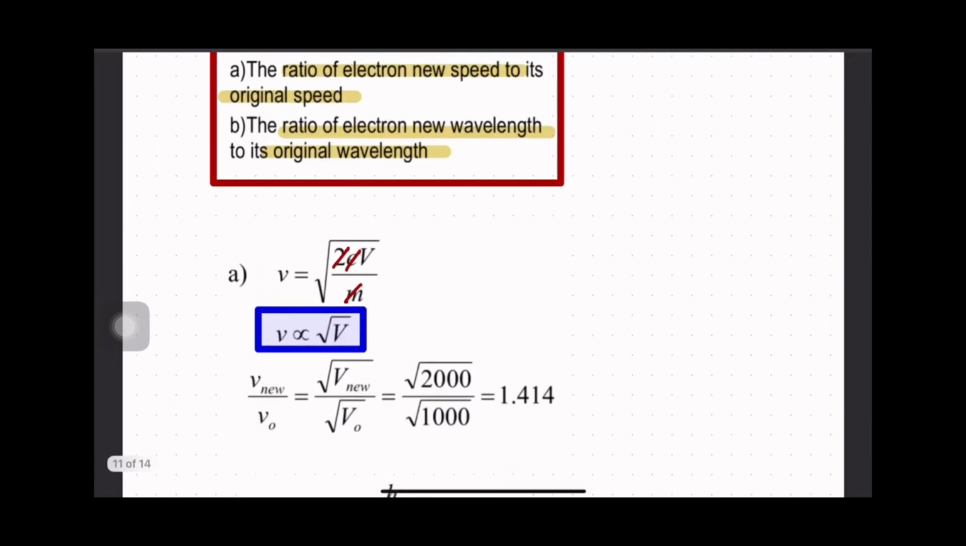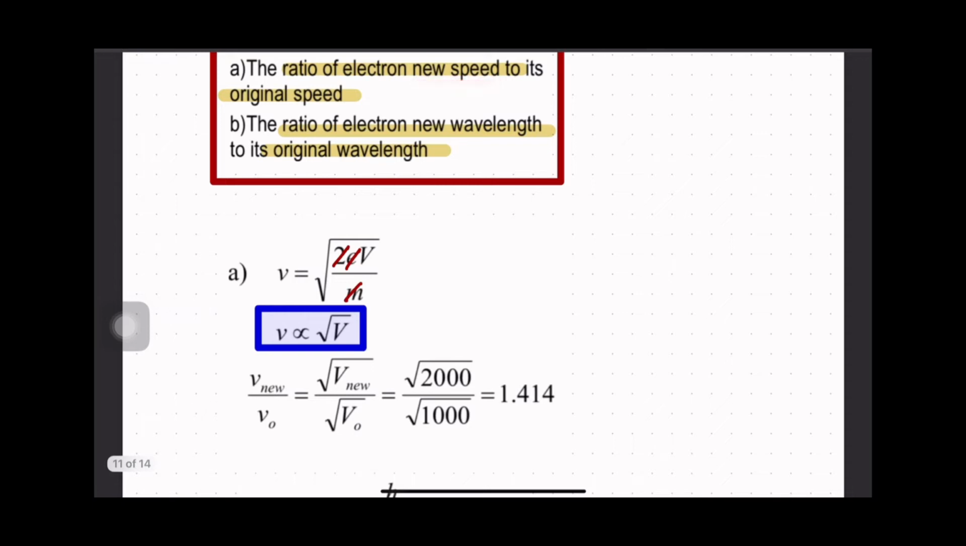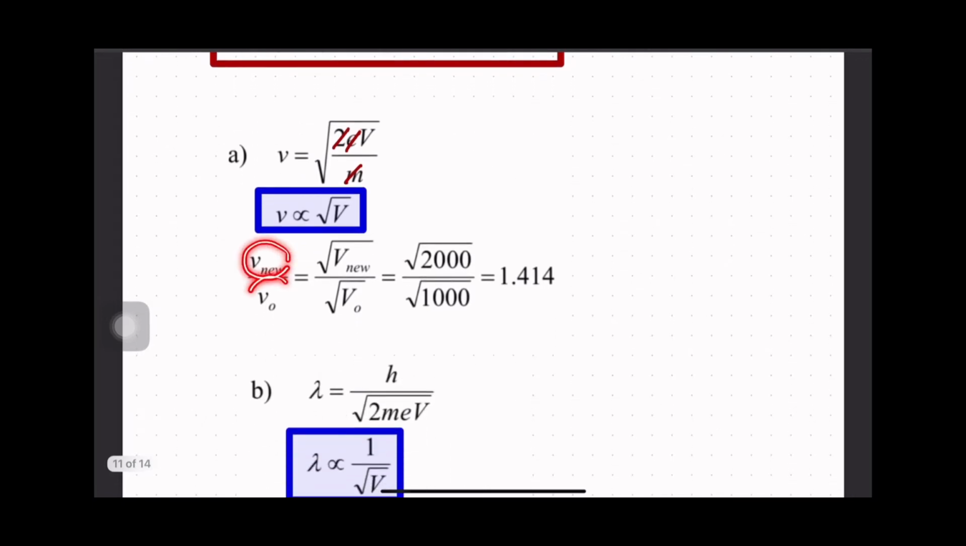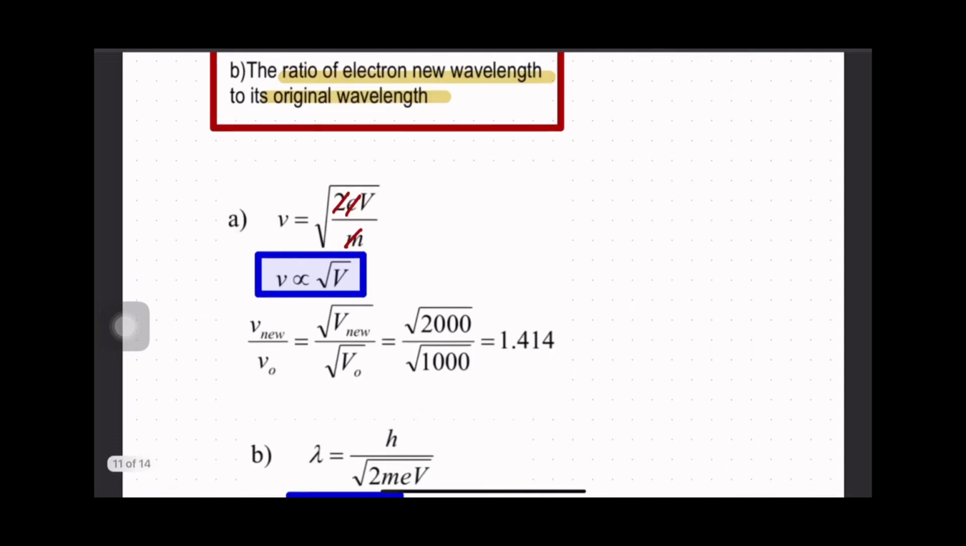Okay, jadi dia nak ratio of new speed to its original speed. v new over v naught, dia akan sama dengan square root of V new over square root of V naught. Ni adalah potential difference. Kenapa duduk sama baris new dengan new? Sebab dia directly proportional. Kalau inversely proportional baru kita consider dia sebagai terbalik. Sekarang ni equation ni proof dia adalah directly proportional. So substitute the value lah. V new 2000, V lama 1000. So bahagi dapatlah 1.414. Okay, so you janganlah panik.